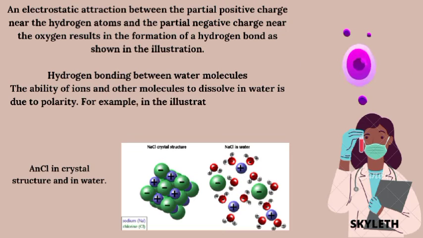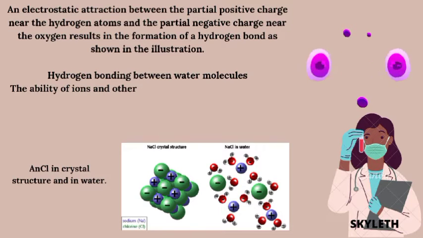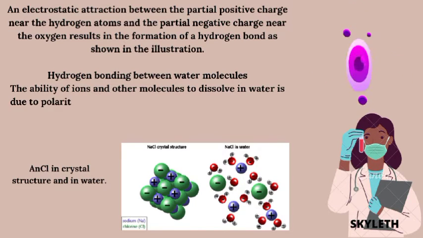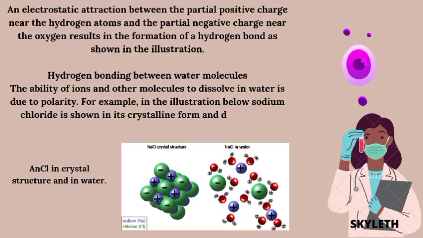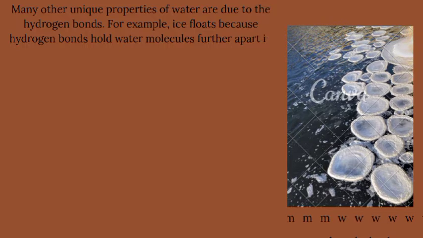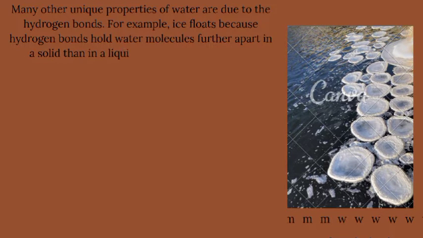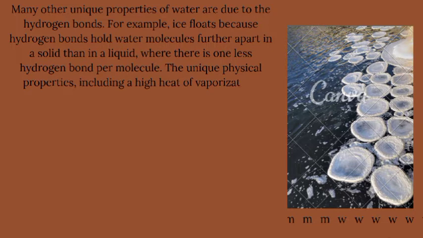The ability of ions and other molecules to dissolve in water is due to polarity. For example, in the illustration below, sodium chloride is shown in its crystalline form and dissolved in water. Many other unique properties of water are due to the hydrogen bonds. For example, ice floats because hydrogen bonds hold water molecules further apart in a solid than in a liquid, where there is one less hydrogen bond per molecule.